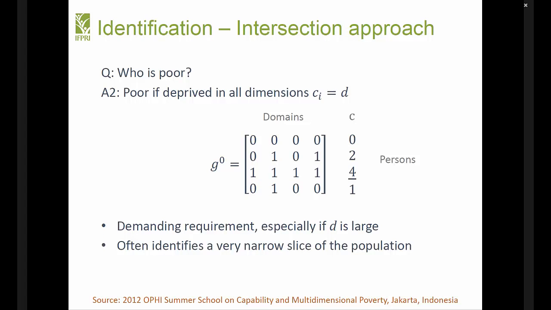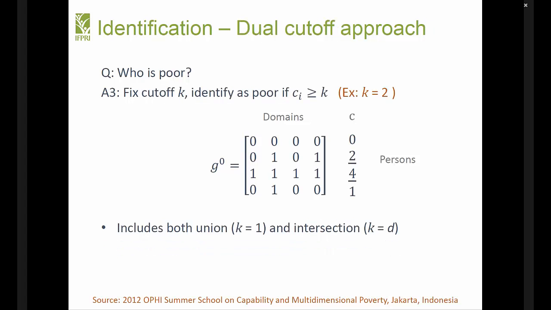Now, when we say it includes both union and intersection, what does that mean? When K is equal to 1, that person is considered poor. That's the union. And when K is equal to D, that's the intersection. You can fix K at any point. That's subjective. You can decide, okay, we'll fix K at just 2. It's a decision. It's a judgment call.